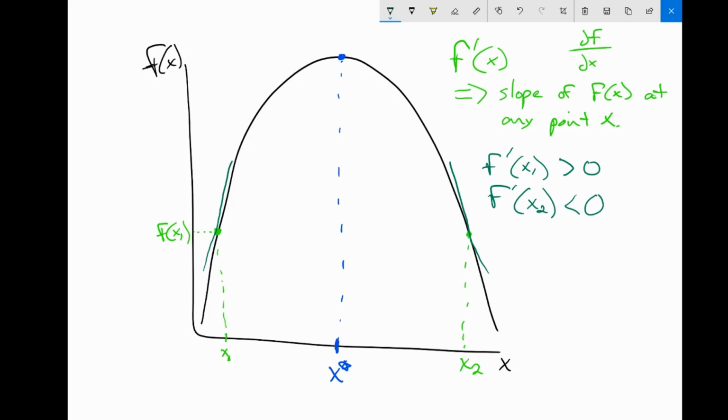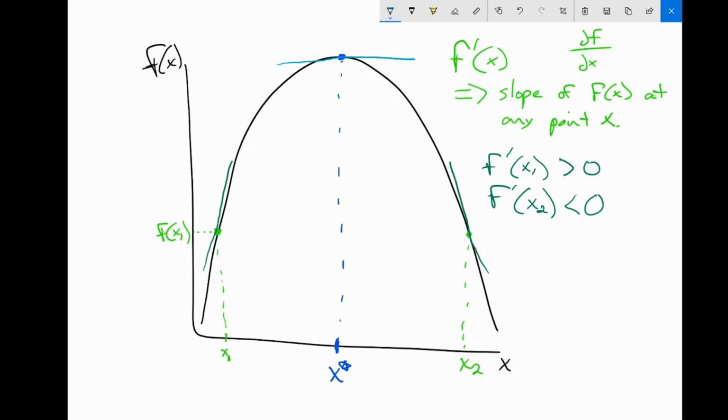So let's say we start here from x1 and we move our way up towards x star. As we move up, we know that the slope is still positive. It's still positive. That's less positive, but it's still positive. And then we reach something very interesting here at this maximum point. Remember, here's our maximum point. And we'll notice something very interesting at this maximum point. What is the slope at the maximum point? What's the slope here? The slope here is 0.